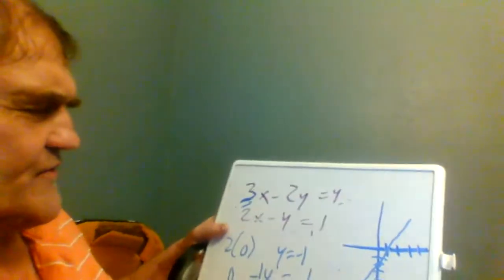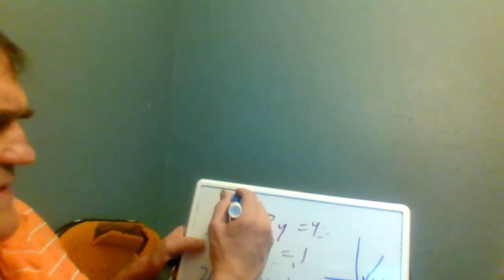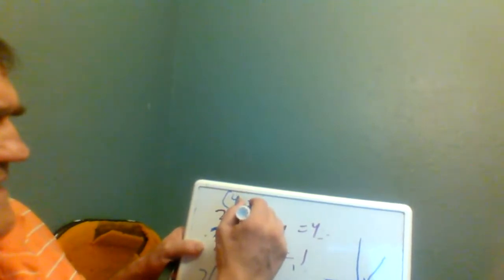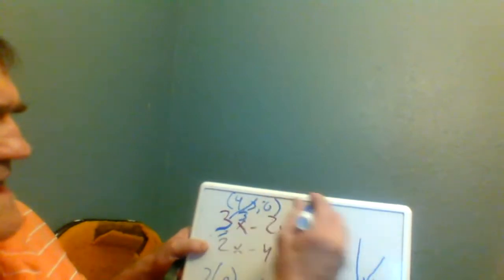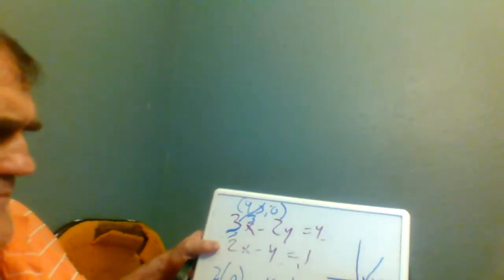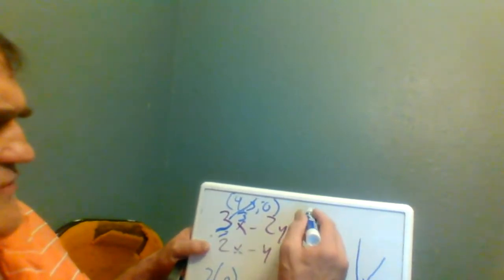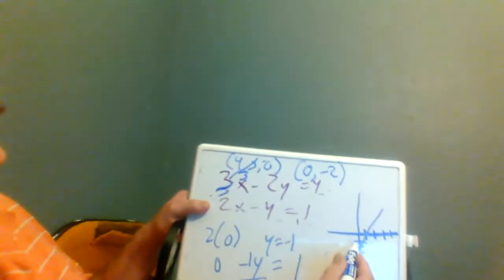By the way, I forgot to mention the coordinates on each one of these. If it's 4 over 3, which is this one, it's going to be 4 over 3 and 0 for one coordinate. And what did we say the other one was? Yeah, it's going to be 0 and negative 2 for the other one.